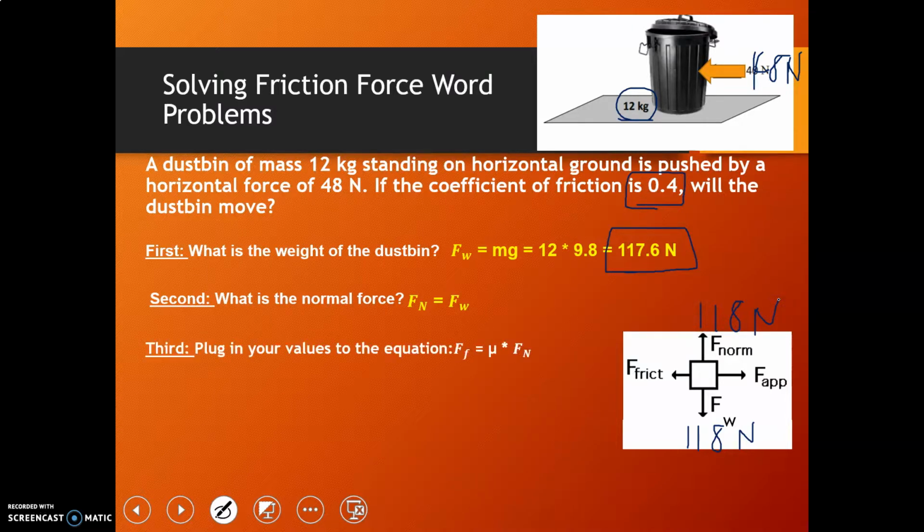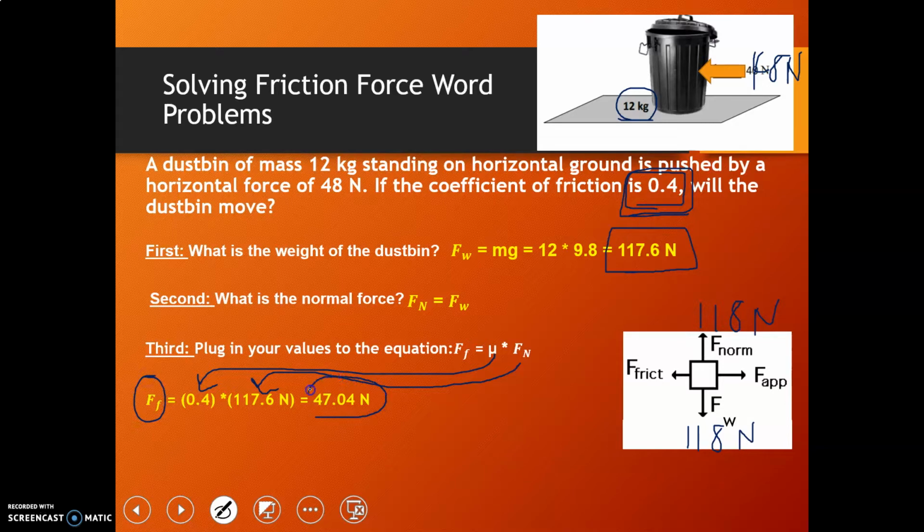Now we just need to plug in our values. The frictional force is equal to the coefficient, and the coefficient was 0.4. It told us that in the word problem. So the coefficient is plugged in to be 0.4. Our normal force we said was 117.6, so we plug that in there. When we multiply these two numbers, we get that the frictional force is equal to 47.04 newtons.